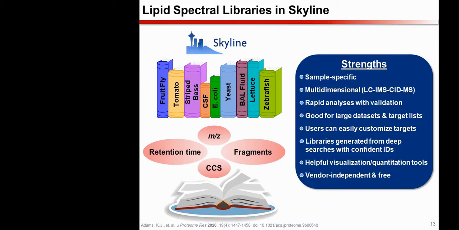Anyone who imports the spectral library can prioritize the lipids that they're interested in and can also customize the target list for their use. The libraries are generated from deep searches with confident and appropriate annotations, meaning they're not over-annotated. And Skyline offers straightforward visualization and quantitation tools, and of course is vendor independent and free.